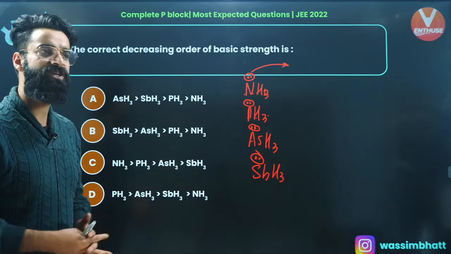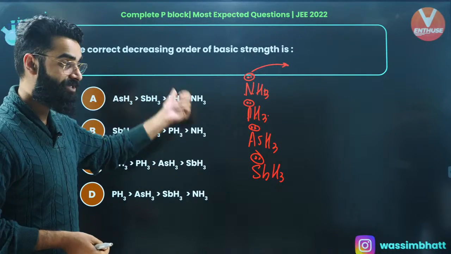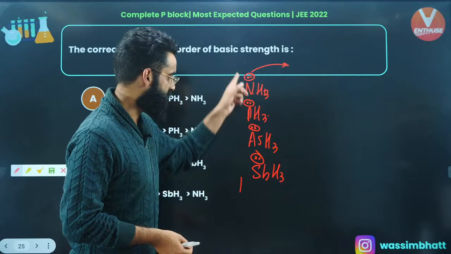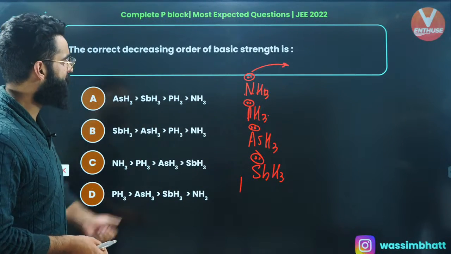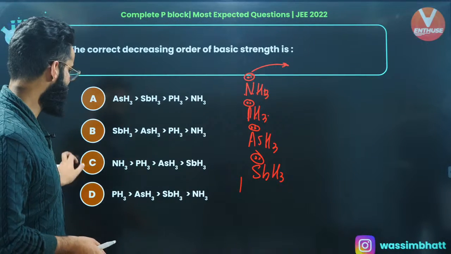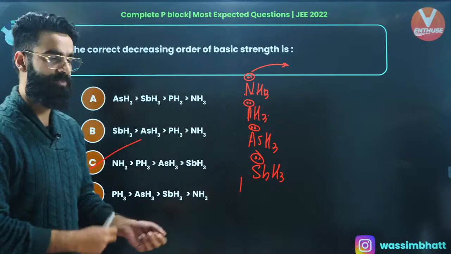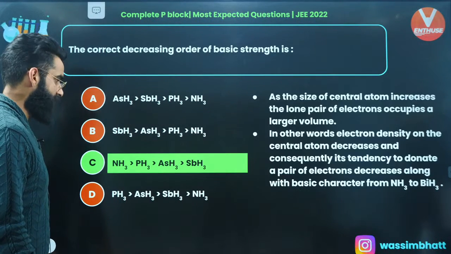So any species which has got the tendency to donate its lone pair acts as the Lewis base. So NH3 has got the maximum basic character among all of these, right? As you move from top to bottom, what is happening with the basic strength? It is decreasing. NH3 will be maximum, followed by PH3, followed by SbH3. So it's option C, which is going to be the correct answer of this particular question. I'm sure this one is also clear to you.